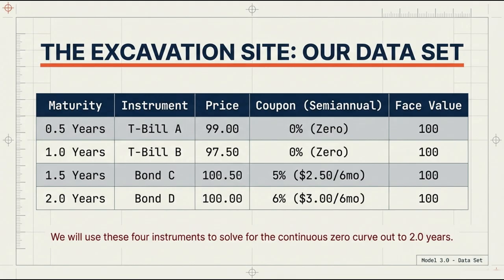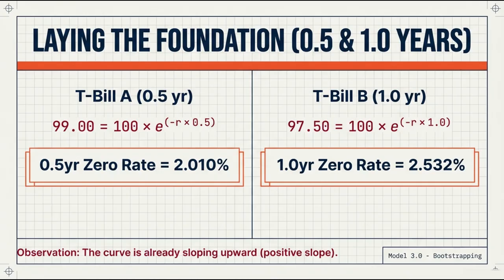Let's start with step 1, the short end of the curve, the 0.5 year zero rate, which we'll call r1. We use T-bill A for this. Right. T-bill A is simple. Price is $99 today. You get 100 payoff in half a year. We just apply the continuous compounding present value formula. So 99 equals 100 times e to the power of negative r1 times 0.5. Exactly. We rearrange that, take the natural logarithm of both sides, solve for r1, and we find that the 0.5 year zero rate is approximately 2.010% per annum. That gives us our starting discount factor.